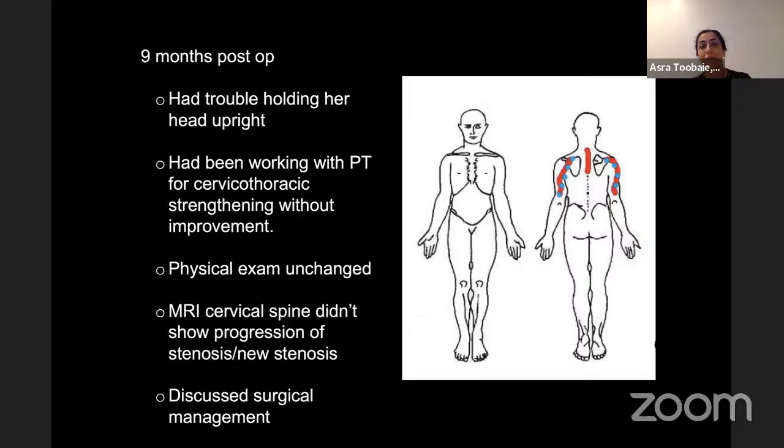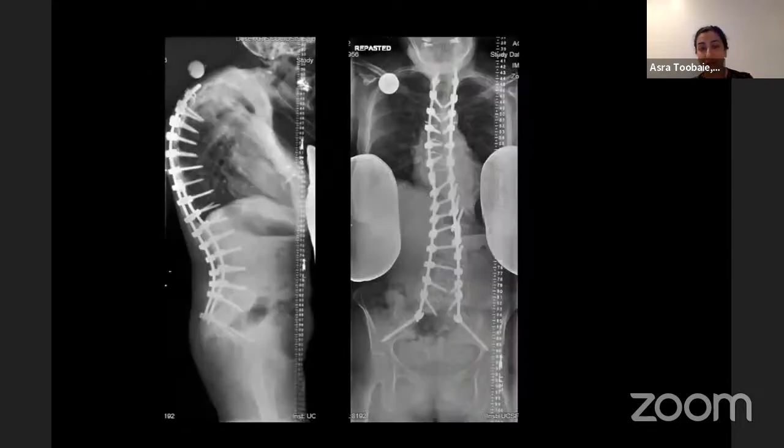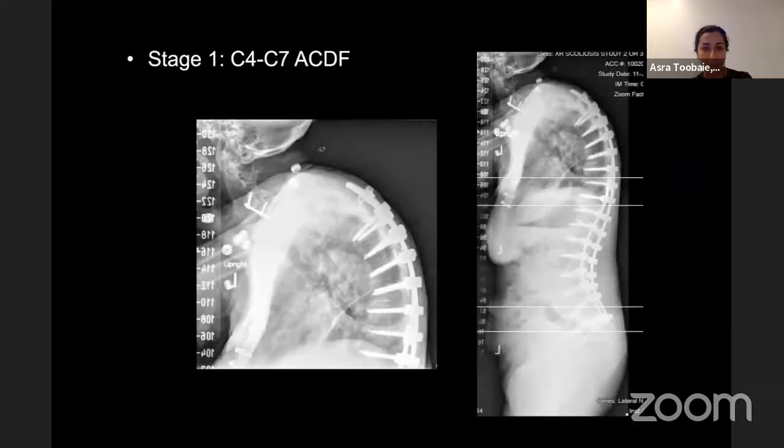Unfortunately, she presented back 9 months later, had trouble holding her head up. And at this point, in addition to pain, she had radicular bilateral arm pain. Again, MRI of cervical and thoracic spine did not show any cord compression. So at this point, surgical management was discussed with the patient. These are her x-rays again when she showed up after 9 months. Again, cervicothoracic kyphosis is seen here.